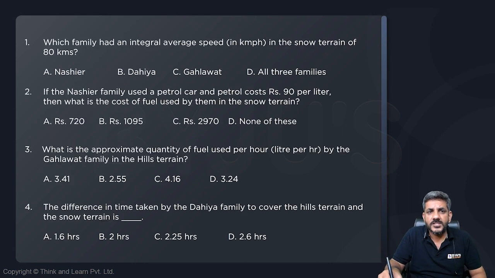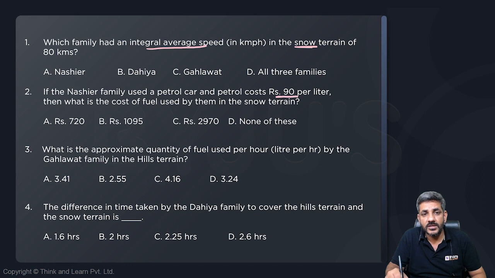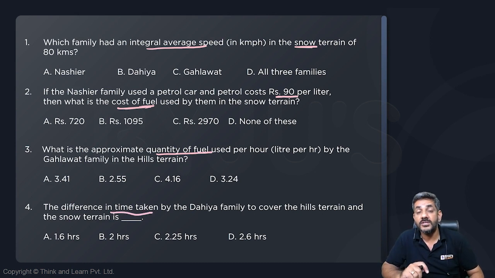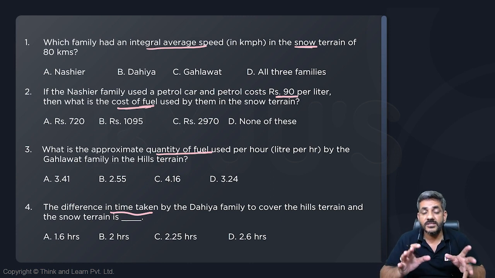There are questions based upon this now. Which family had an integral average speed in the snow terrain? If the Nasher family used a petrol car, petrol cost 90 per liter, what is the cost of fuel? What is the approximate quantity of fuel used? The difference in the time taken by the Dahiya family in hills terrain and snow terrain. So ultimately, the questions are talking about quantity of fuel, time taken, cost of fuel, and speed only.